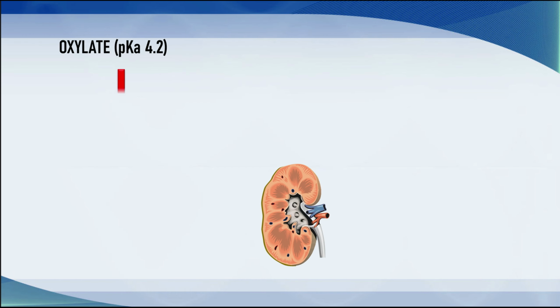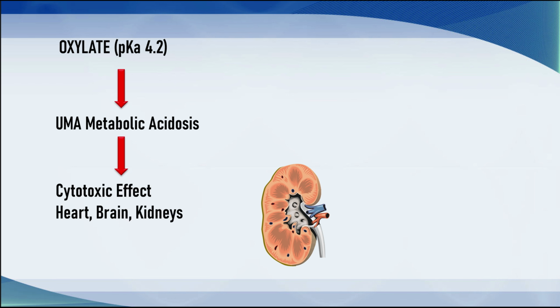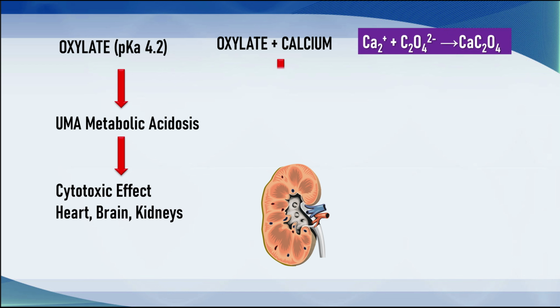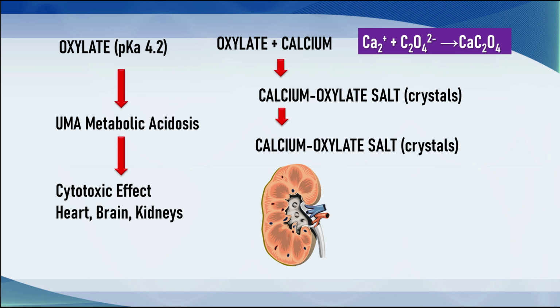So the oxalate has a pKa of 4.2, so it will cause a metabolic acidosis associated with unmeasured anions. The anion gap will widen, and this has a cytotoxic effect on the heart, the brain, and the kidneys. So the oxalate itself is a toxic chemical. Oxalate chelates with calcium to produce a calcium oxalate salt or crystals, and they precipitate out in the renal tubules and cause acute kidney injury.